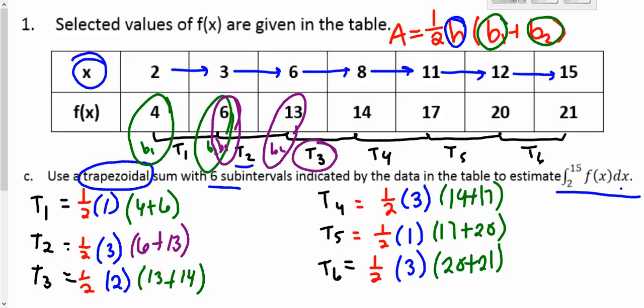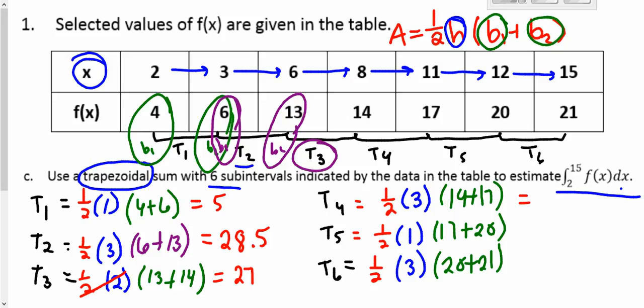So when you calculate all these out, we'd have 4 plus 6 divided by 2, which gets 5. 6 plus 13 times 3 divided by 2, you will get 28.5. 13 plus 14, and then we'll have times 2 divided by 2. Those will cancel, so it's just 13 plus 14, which is 27.